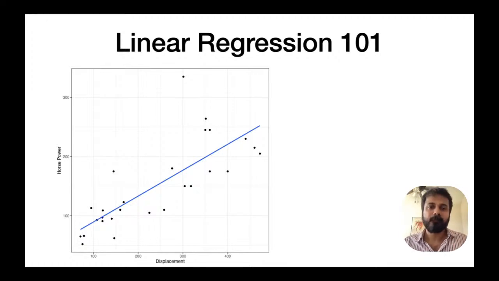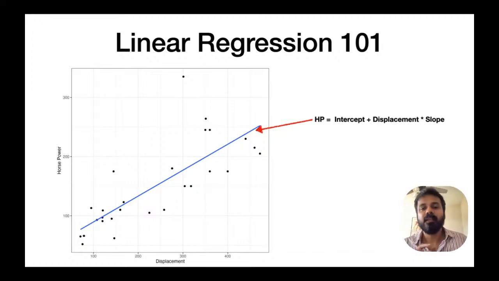So looking at the details of this line, this line can be represented by this equation here. So horsepower is equal to intercept plus displacement times the slope. That asterisk doesn't mean to the power of, it means times, multiplying.